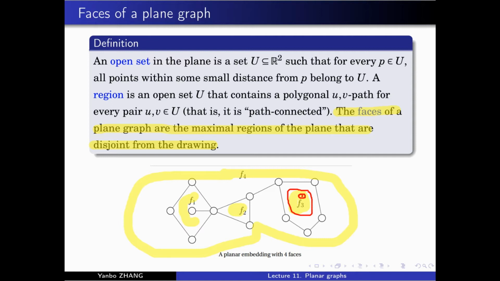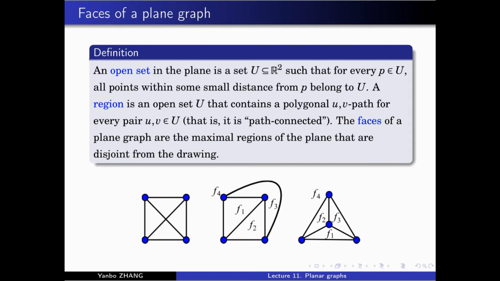F4 is the area outside the graph. Here we have another example, K4. In this drawing, we have 1, 2, 3, 4, 5. We have 5 faces. Is this right? No, it's false. It is not correct. Why?